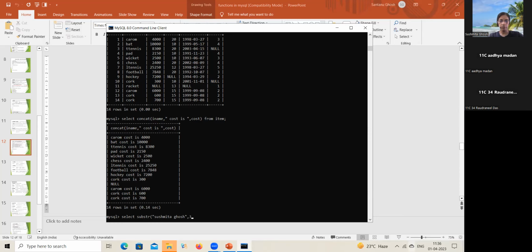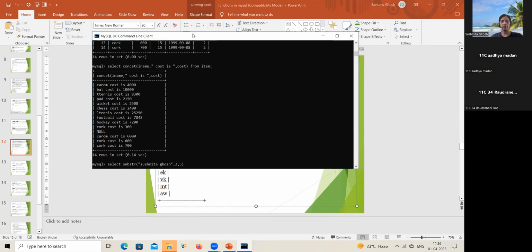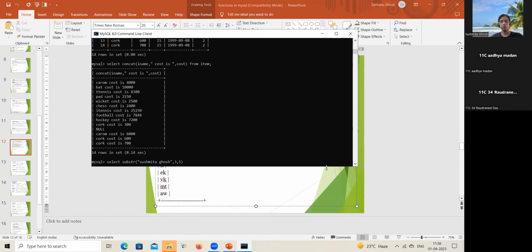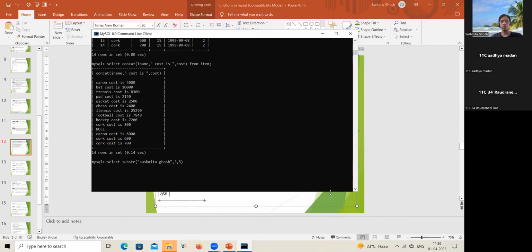Extract from 3rd position, 5 characters. Try it. I know if you're accessing on the phone, the font is very small, but still, try it out. I have my chat window open. After this, I'll review it.